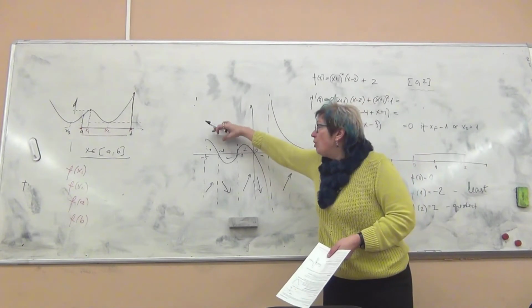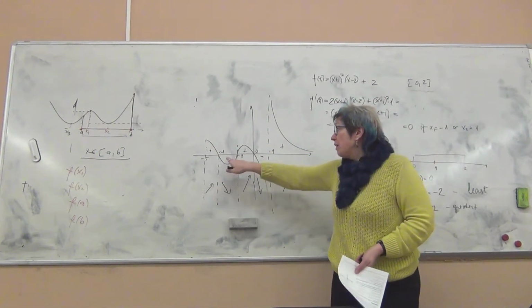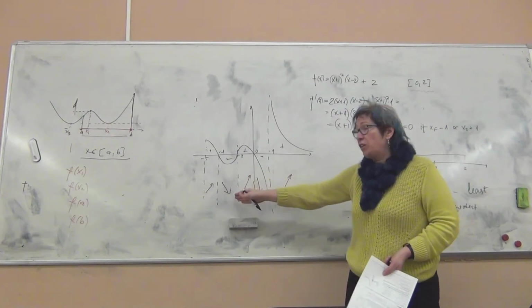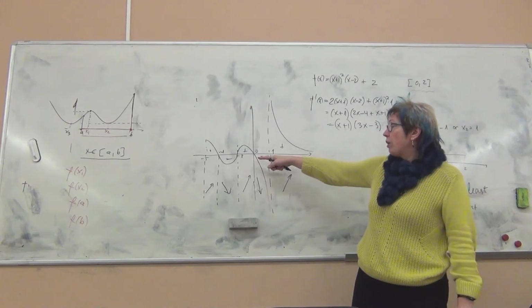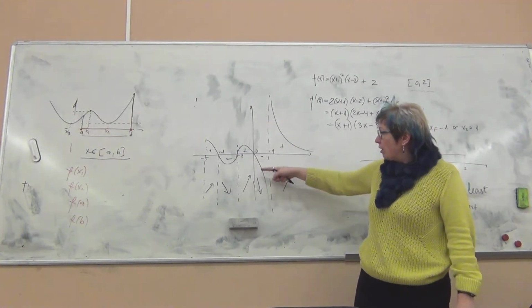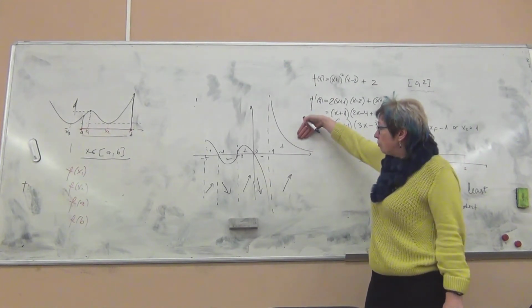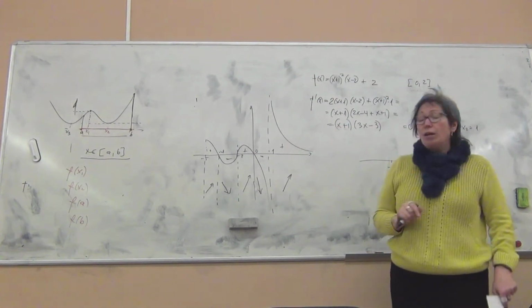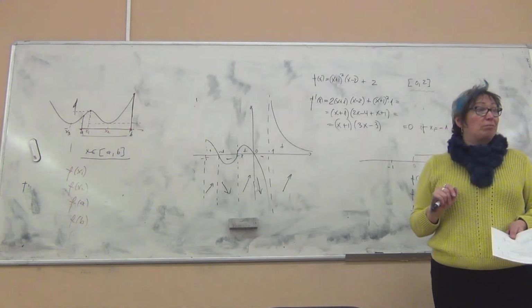The sign of the derivative determines the behavior of the function. The derivative is negative, the function is decreasing. The derivative is positive, the function is increasing. The derivative is negative, the function is decreasing. The derivative is positive, the function is increasing. But we don't know the actual shape of this function.